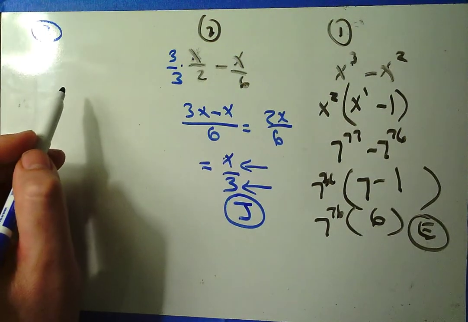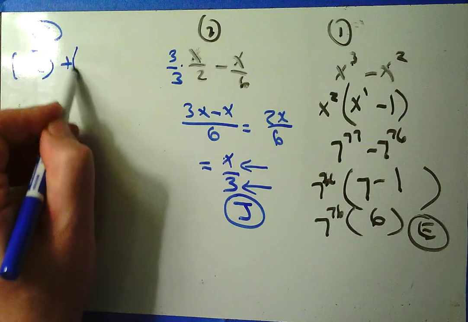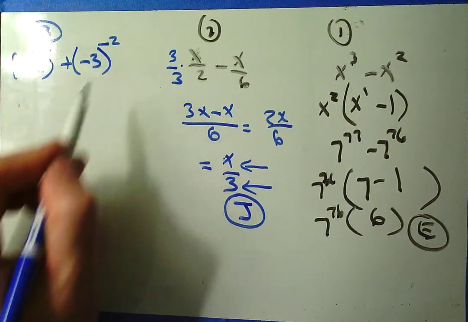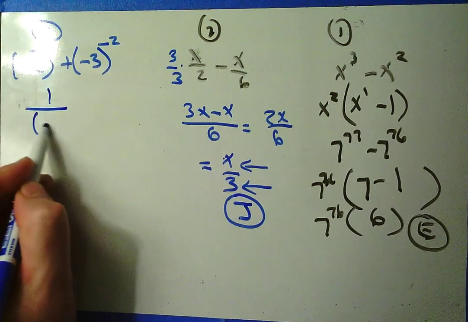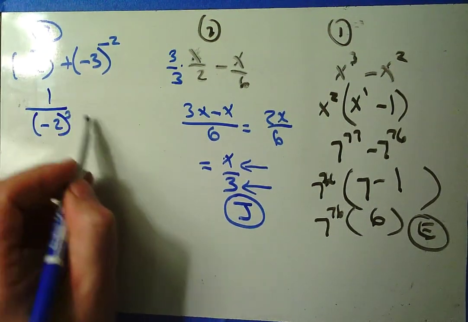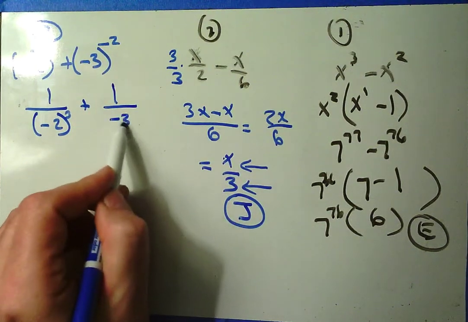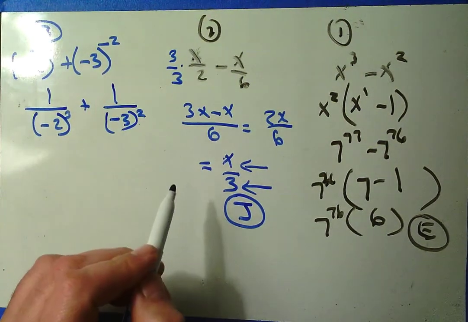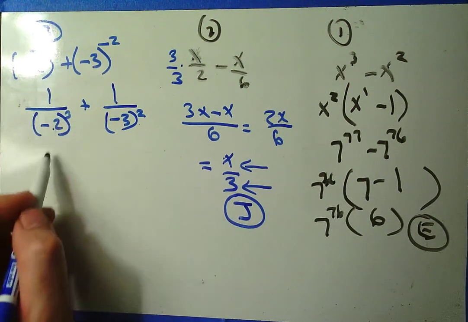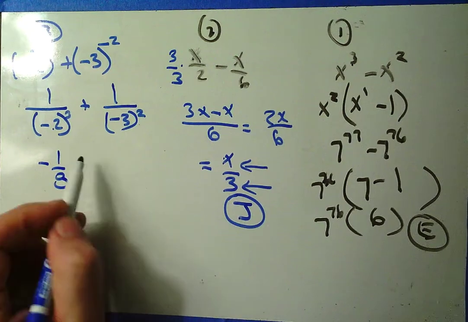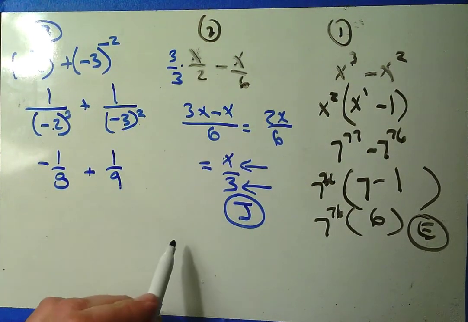Number 3. What is the value of negative 2 to the negative third plus negative 3 to the negative second? Well, raised to the negative third means I have negative 2 to the positive third on the bottom. And raised to the negative second means I have negative 3 to the positive second on the bottom. Negative 2 times negative 2 times negative 2 is negative 1/8. And negative 3 times negative 3 is positive 1/9.